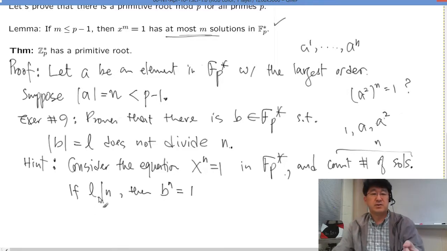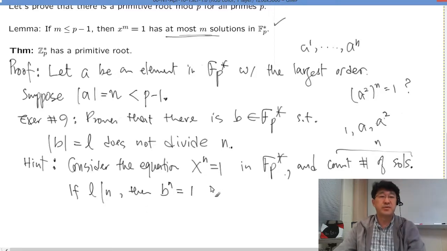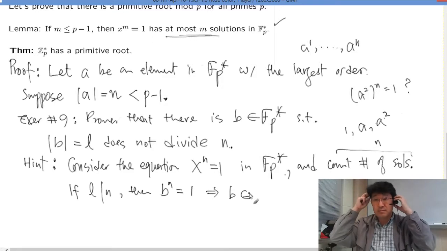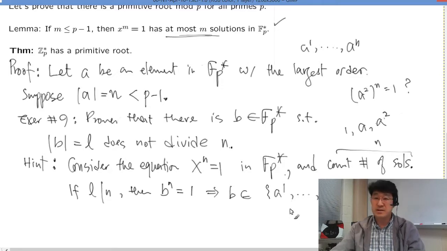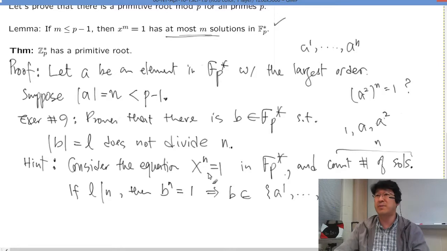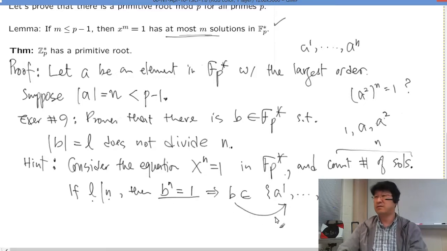The order of b is L, so b to the L is 1, so you can go up to that, right? Does that mean b is inside? b is inside this a to the first all the way up to a to the n. This is a collection of everything that raised to the n power becomes 1. So if the order of b divides n, it must satisfy this equation. Therefore, b must be in there. Yeah. So we assume that it is not p minus 1.